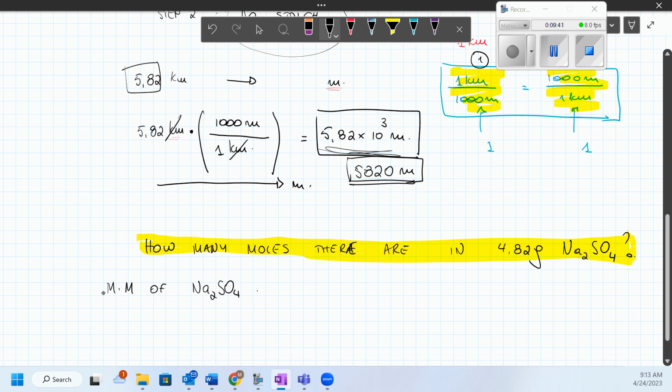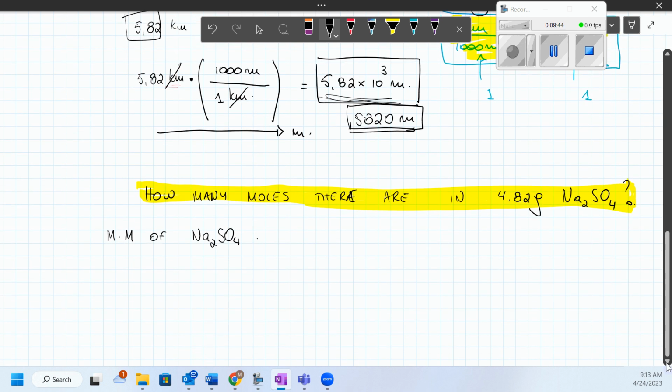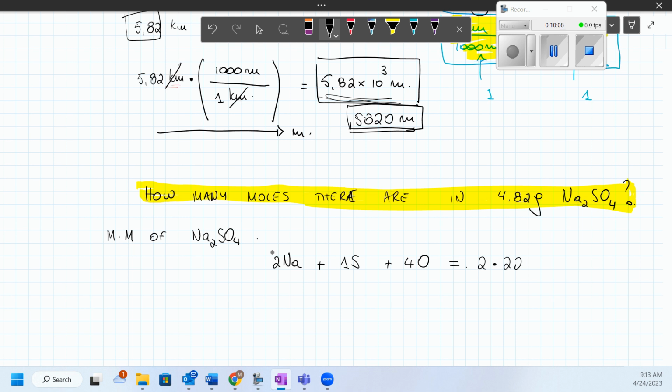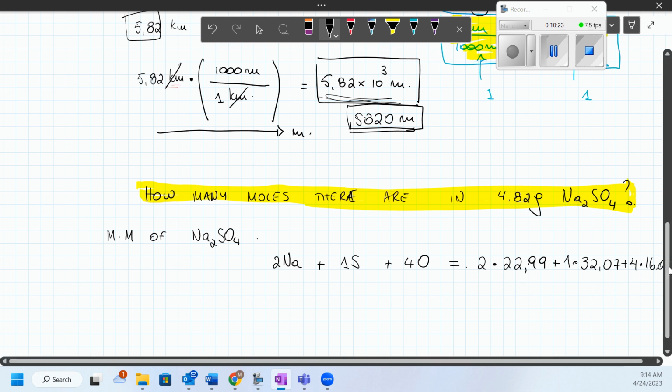What do we do when we calculate the molar mass of any compound? We figure out how many atoms of each we have in that compound. So we have 2 sodium, and then we have 1 sulfur, and we have 4 oxygen. And then what we do is we go to the periodic table, and then we say 2 sodium. So 2 times 22.99 plus we have 1 sulfur, 1 times 32.07, and then we have 4 oxygen, 4 times 16.00.